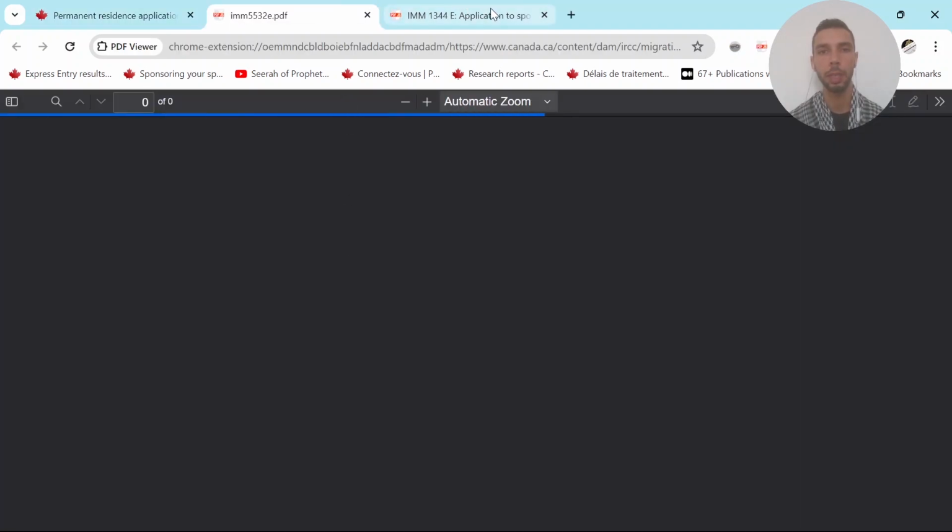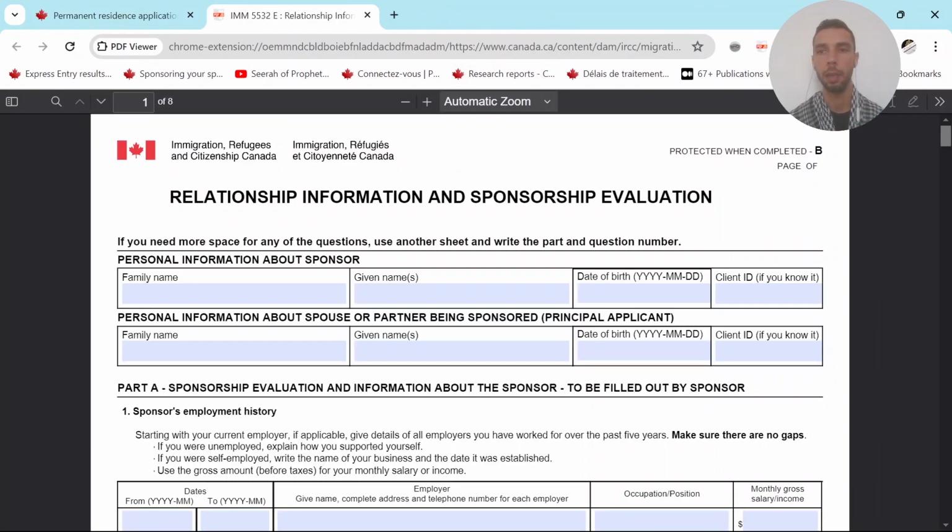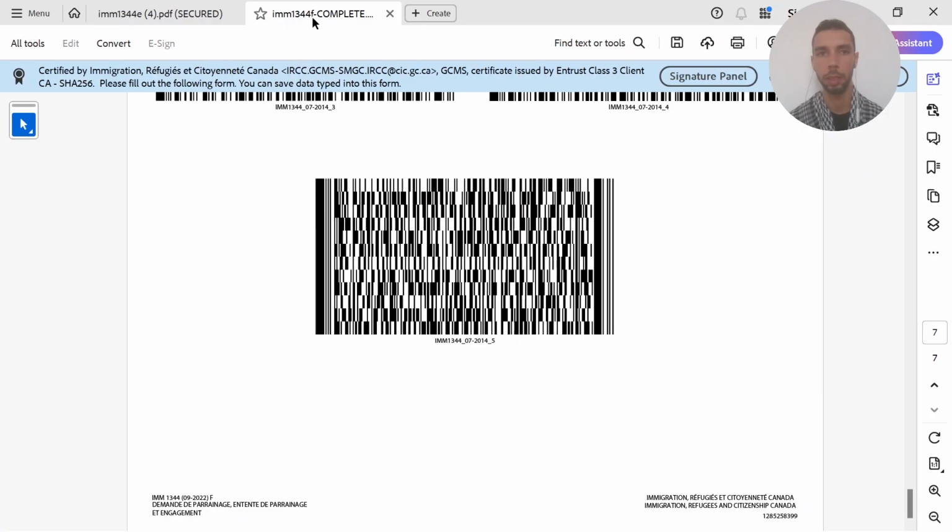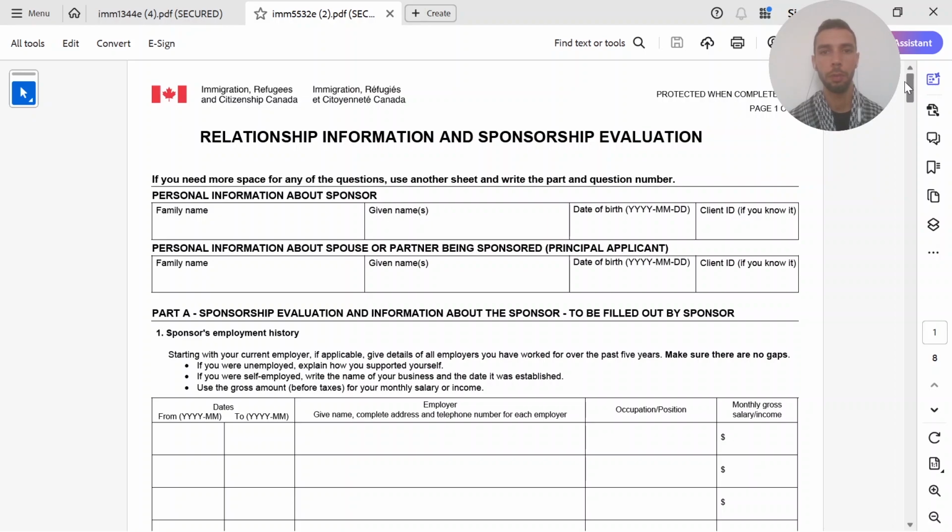So same thing, you click download here. It's going to open this file. You can download it on your laptop and open it with a PDF reader. And this is the form for sponsorship evaluation. You can see it's quite a lengthy form. We have 8 pages, but we're going to go to the main part.